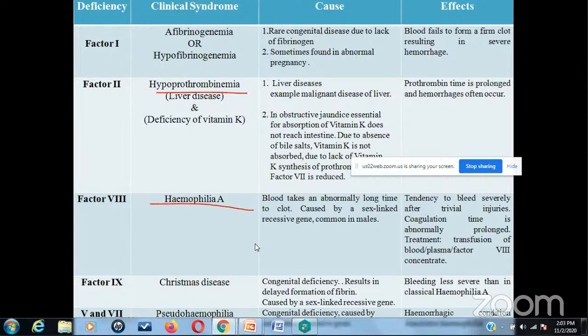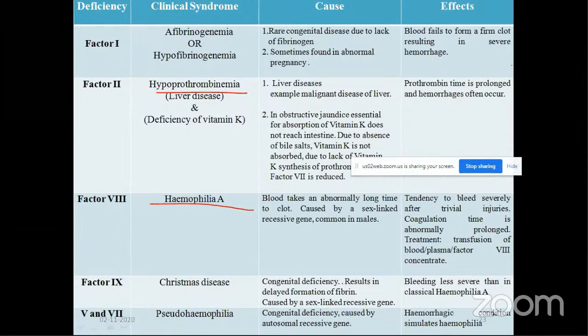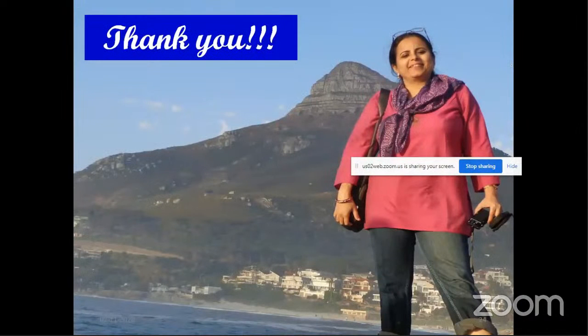Pseudohemophilia: the gene is present on the autosome. It is a recessive allele. The hemorrhage is not extensive, but it simulates, copies, or imitates the condition of hemorrhage caused by hemophilia.